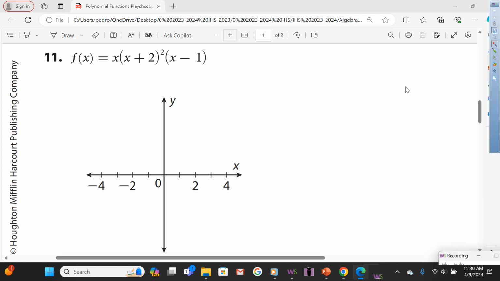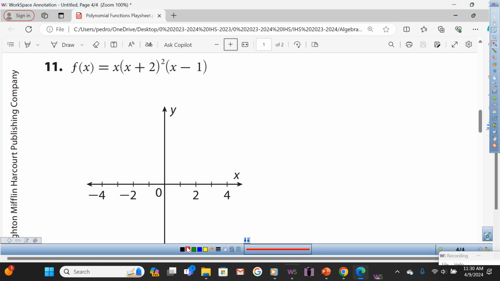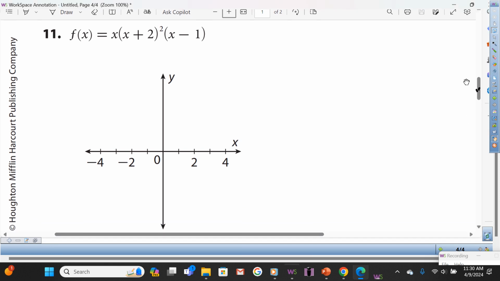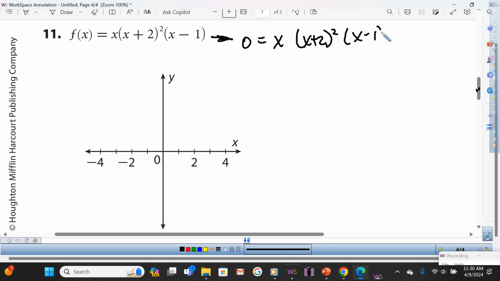All right, here we go. Let's do this one together. It's going to go a little faster now. So, f of x equals x times (x plus 2) squared times (x minus 1). Step 1. Tell me what to do for step 1. Change f of x to 0. Yes, that is correct. We got 0 equals x times (x plus 2) squared times (x minus 1).